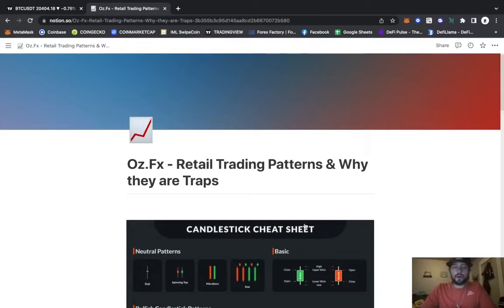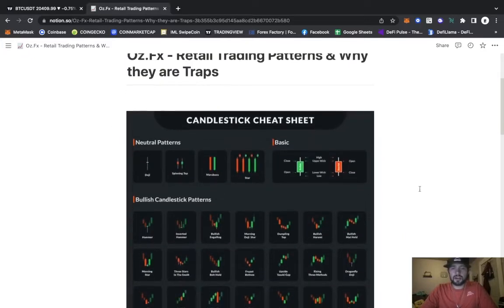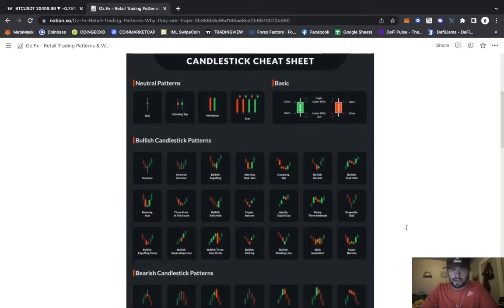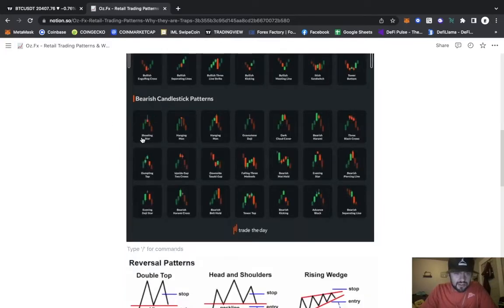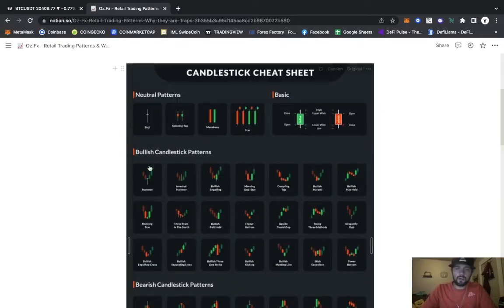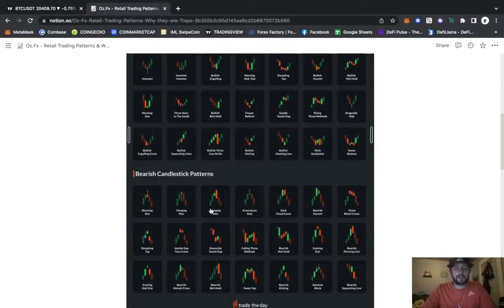Today I want to talk to you about retail trading patterns and why they are traps. As you can see, I have a candlestick cheat sheet here. Now this isn't really the traps right here, but this is mostly just price action. Like this morning doji star, how many times have you seen that fail? Shooting star, dumpling top, evening doji star, the bearish belt hold. These are all still bearish candlestick patterns, right? But are you going to trade on this alone? No. Tower top. Don't get me wrong, you could use these if you want, but don't use these alone. Some of the stuff on this sheet could actually be a little bit helpful, but most of the stuff on here I don't use.